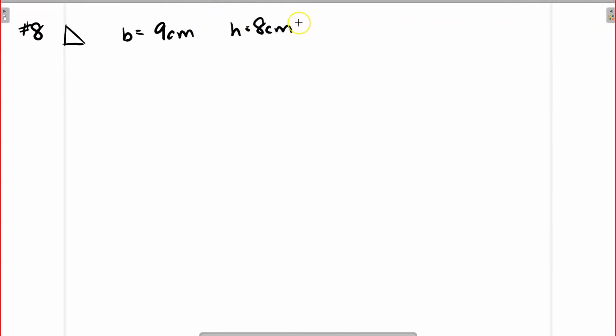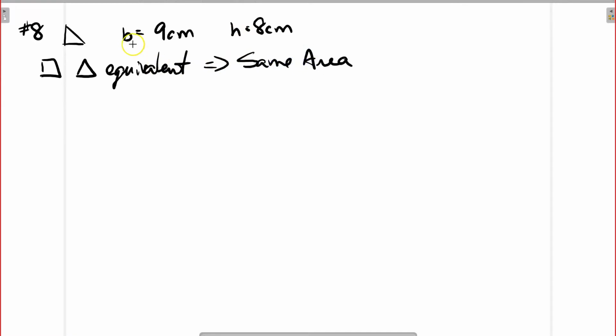And then I'm told that I've got a square and a triangle that are equivalent. So if they're equivalent, that means they have the same area. Okay? So from this information, we've got enough information to find the area of the triangle. So we'll find the area of the triangle first. And the area of the triangle, of course, is half the base times the height, or base times height divided by 2, whichever you're more comfortable with.